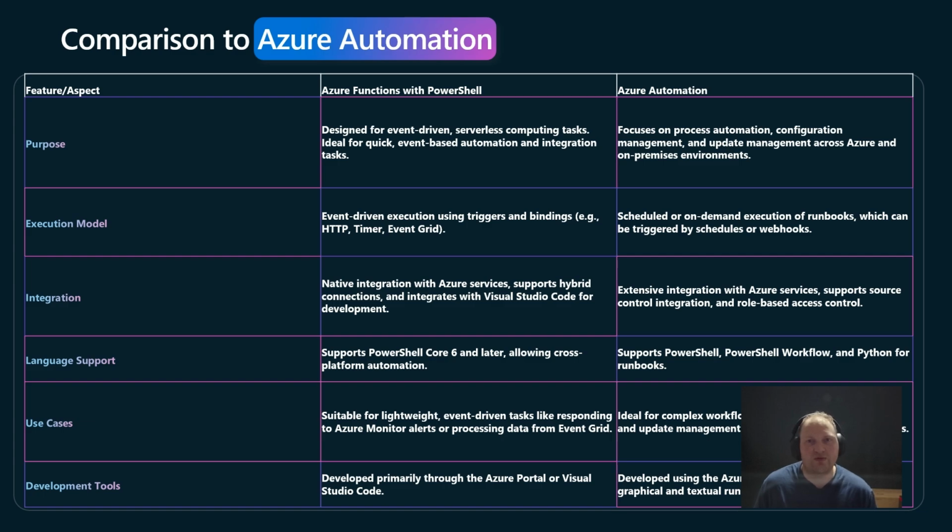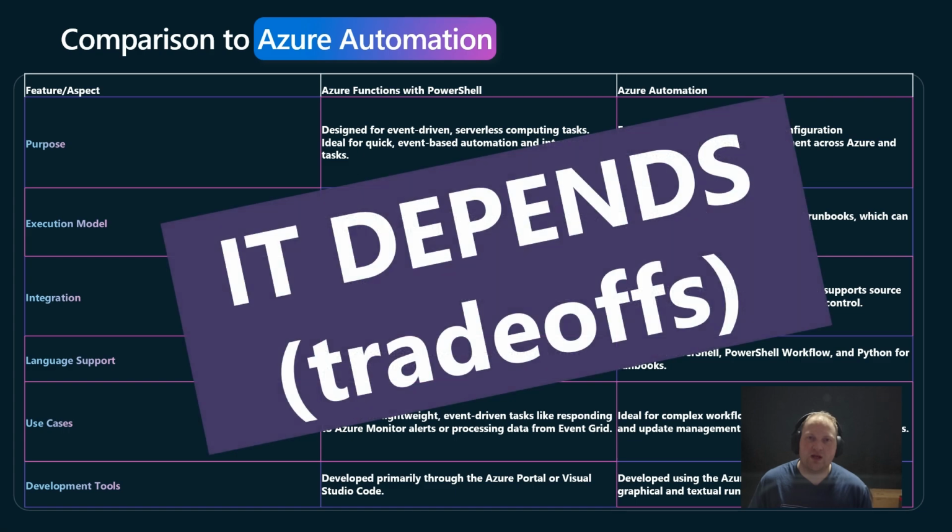So to sum it up, both these solutions have their place in the Azure ecosystem. Use Azure Functions with PowerShell when you need fast, event-driven automation, and go for Azure Automation when you need to automate those complex workflows and manage resources across hybrid environments. But again, it depends. Like I said, my general personal rule of thumb is for IT operations such as start, stop VMs, go Azure Automation. But for more business-oriented processes and tasks, go Azure Functions. But there's no issue with starting with one and then moving to another as your needs develop.